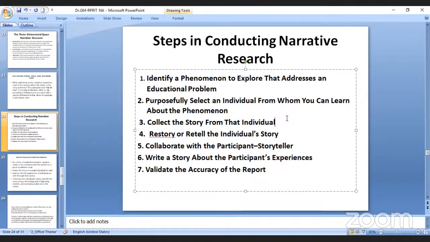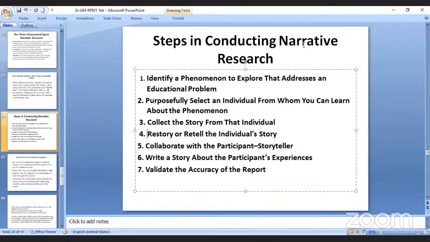Sir, in that case, researchers will tell the story to that participant only, no? No, the participant's story, not the researcher's story. Yes, the participant's story, the researcher has to tell to the same participant, not another participant. Yes, thank you, sir. Am I clear? Is that okay?